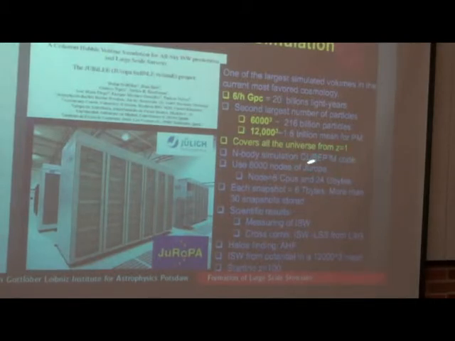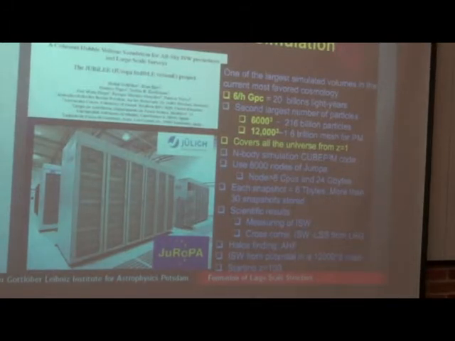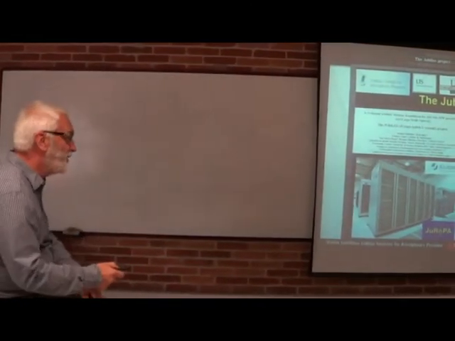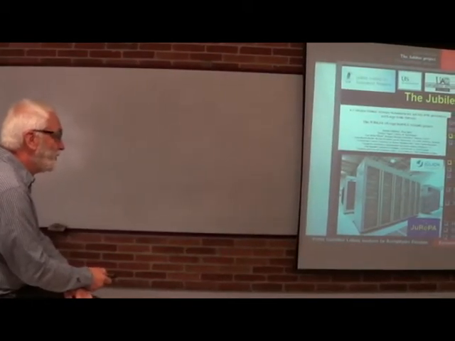And we use the CUBEP3M code. This is a code developed in the US, with an extension which Ilya Iliev has done. We used 8,000 nodes of this Europa computer, each of these nodes has 8 CPUs, so that we are using at the end 64,000 cores. That's quite a big part of the computer. One snapshot has 6 terabytes of data, so it's something that you cannot easily move from one side to the other. It's even difficult to move it from the disk into the archive and back, because we cannot keep all this stuff in the archive.